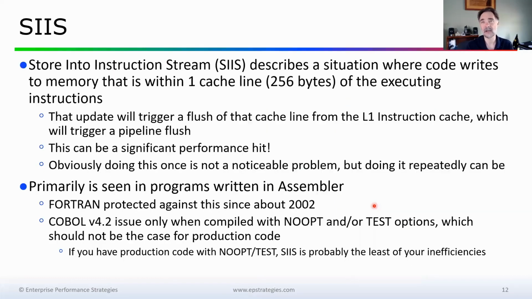So what are we talking about with SIS? Well, SIS really describes a situation where the code writes to memory that is within one cache line, which is 256 bytes, of the executing instruction. When that happens, that will trigger a flush of the cache line from the L1 instruction cache, which will in turn trigger a pipeline flush.